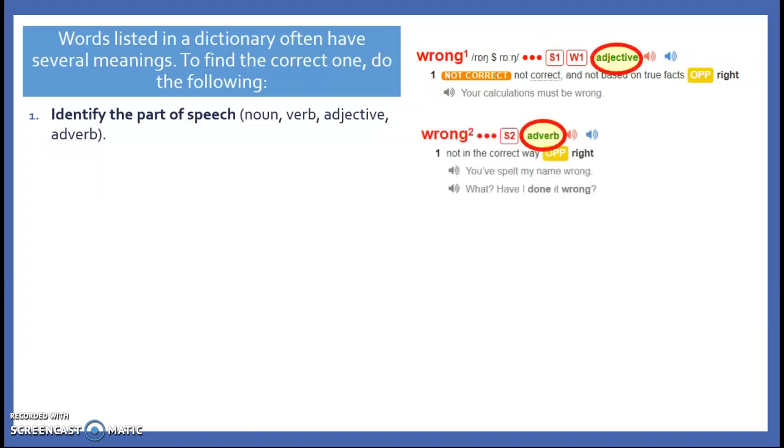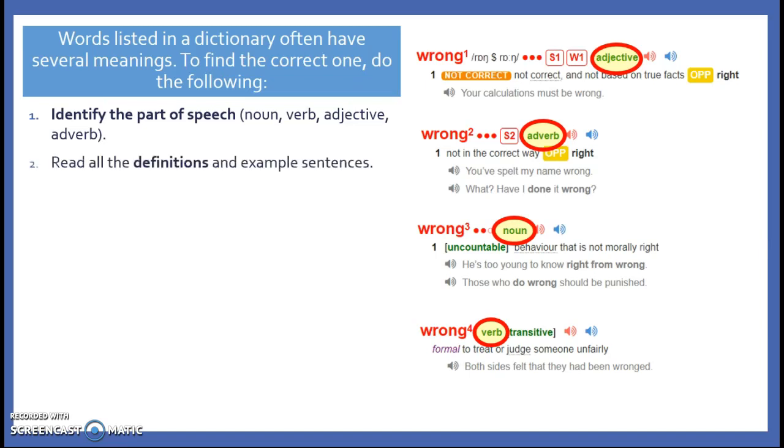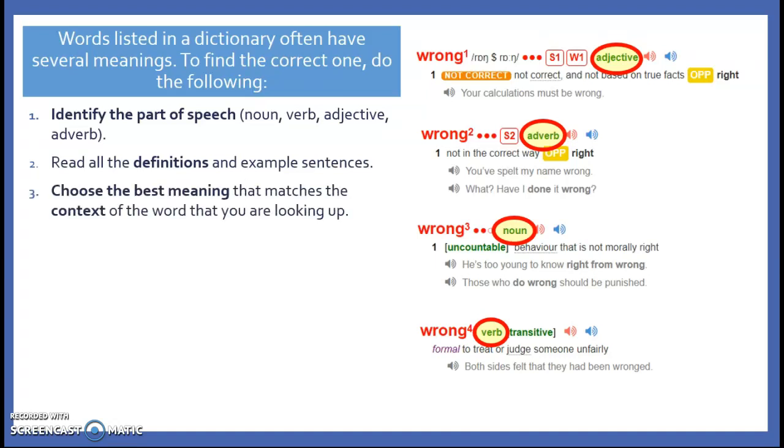It can also be an adverb. It can also be a noun, as well as a verb. It can have 4 different parts of speech. Next, read all the definitions and example sentences to determine which meaning of the word is being used in the sentence. Then, choose the best meaning that matches the context of the word that you are looking up.